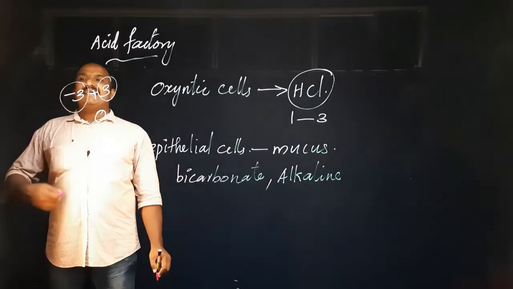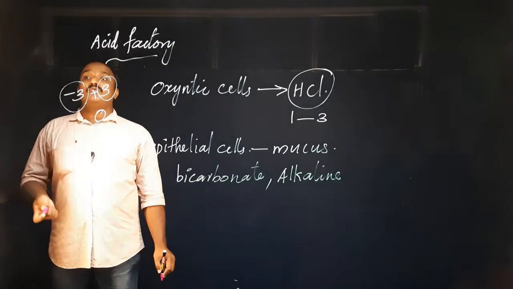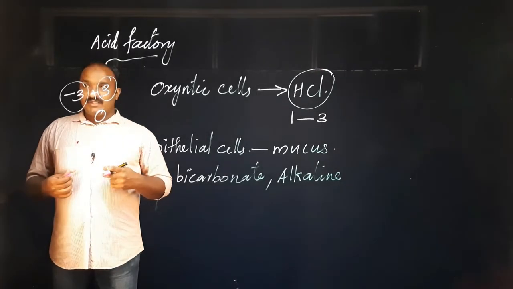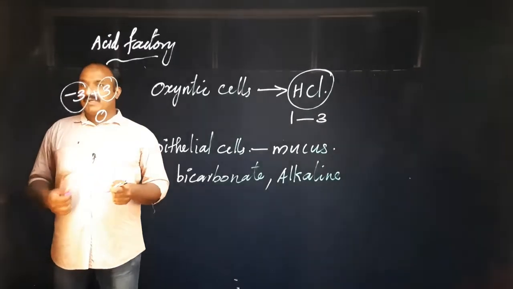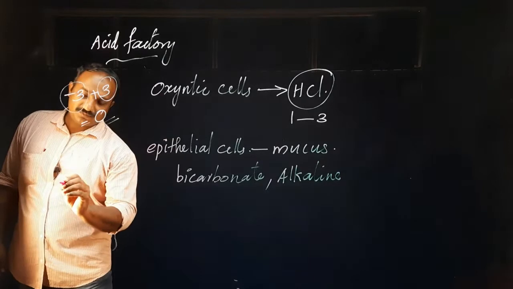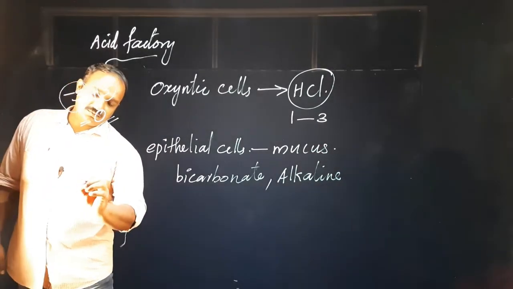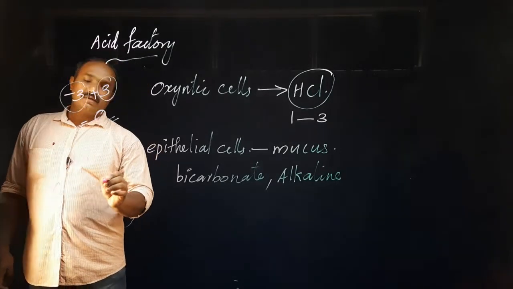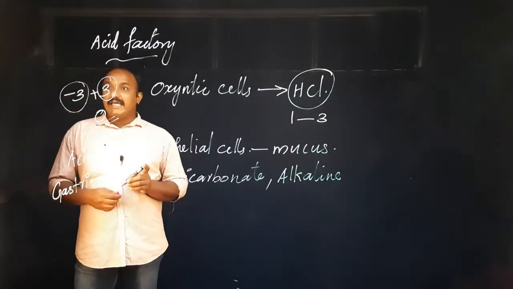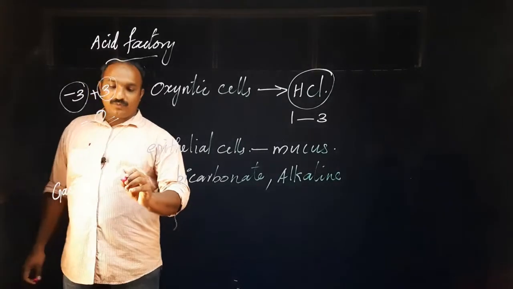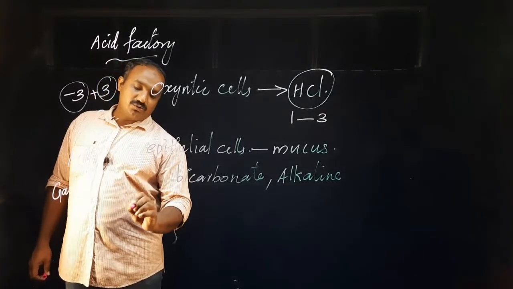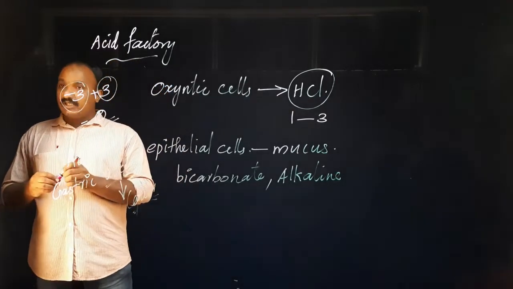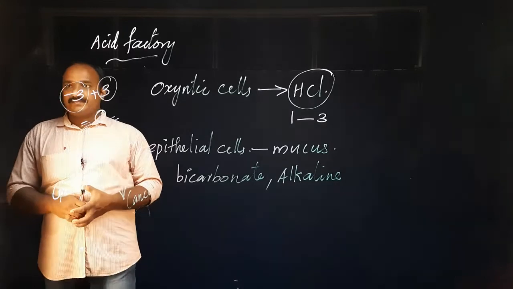Then finally, when the quantity of the acid is more, what will happen? That will lead to a condition of having wounds in the inner walls of the stomach. That condition is called gastric ulcer. Gastric ulcer finally leads to cancer. That cancer leads to the death of the person.